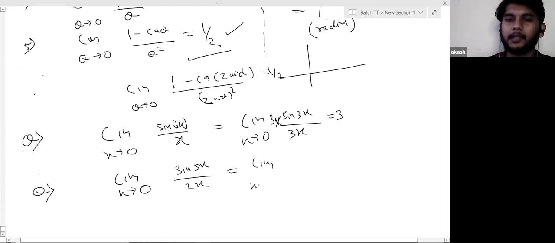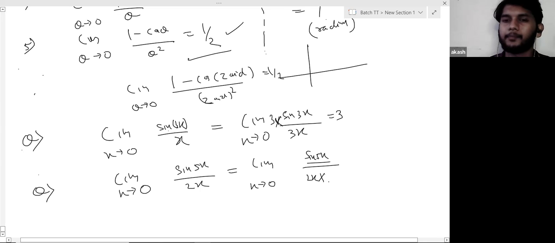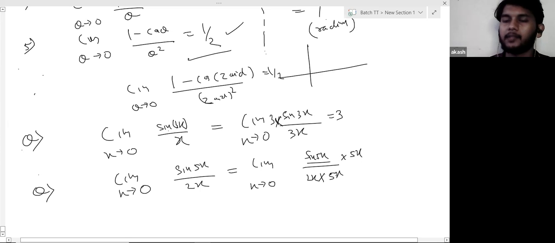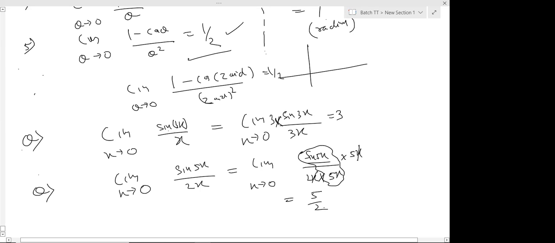So this is limit x tending to 0 sine 5x upon 2x. Kinza, what angle do we have in the sine function here? 5x. So what do we need in the denominator? 5x. So multiply and divide by 5x. This thing here becomes 1, this x and x is cancelled out, so the answer will be 5 by 2. Very simple.